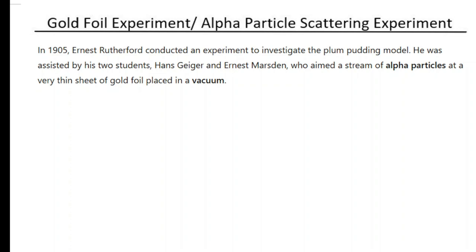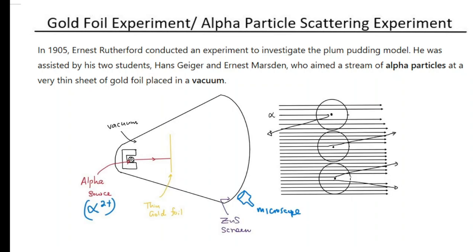The reason gold was used here is because it's the most malleable natural material, so they could make a really thin sample without breaking. Here you can see a very simplified version of this experiment. Alpha particles were shot at a thin gold foil in a vacuum.